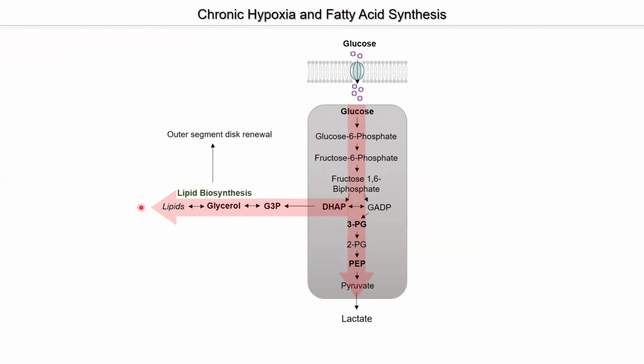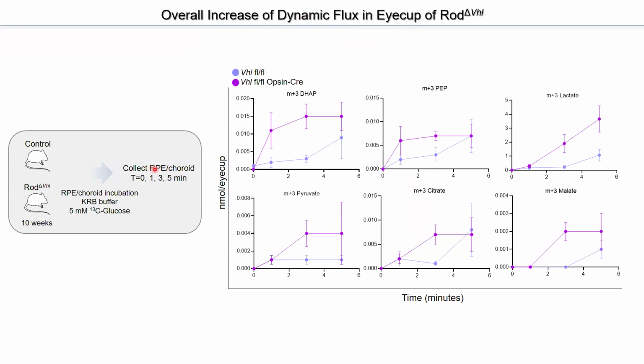Because of course we are really focusing on photoreceptors inside this whole story of AMD. However, it's also important to look at the RPE. So what we saw here, when we did again the dynamic flux inside the RPE, is that even though not significant, we saw a trend of an increased metabolite labeling in the VHL mice compared to controls. So my hypothesis here is that the RPE is trying to increase metabolism to somehow support the photoreceptors, since they seem to be slowly starting to dysregulate.